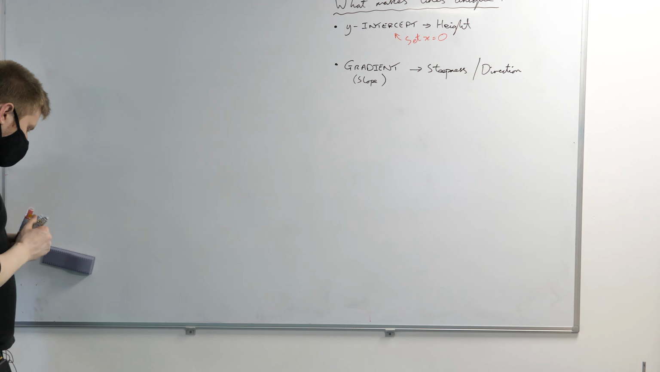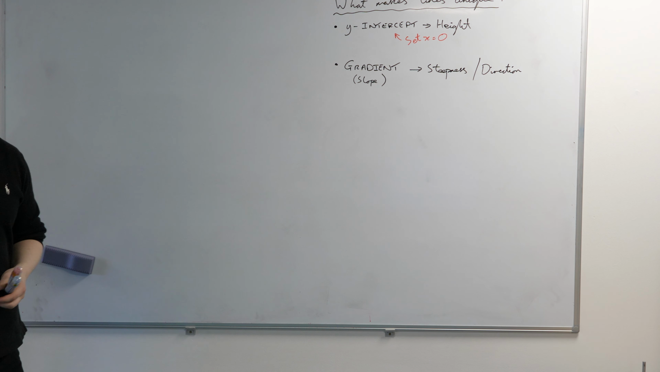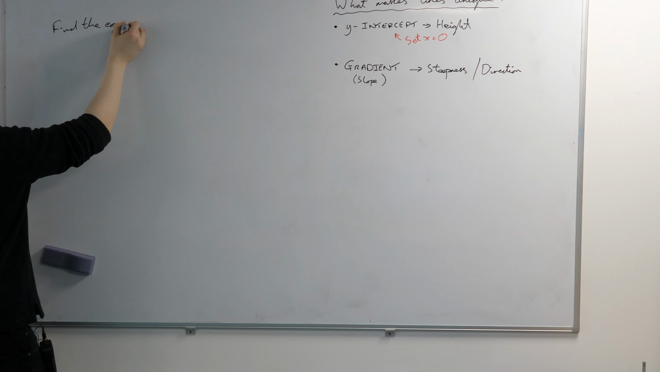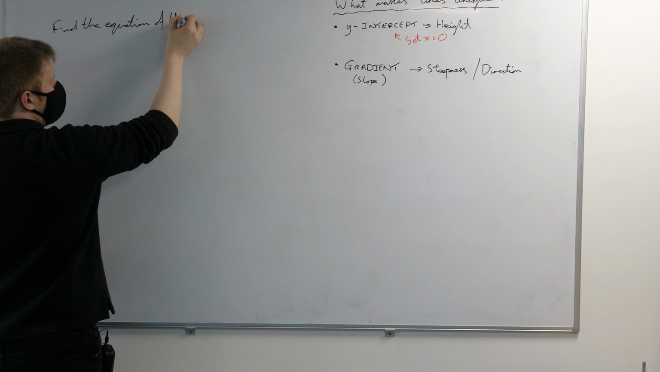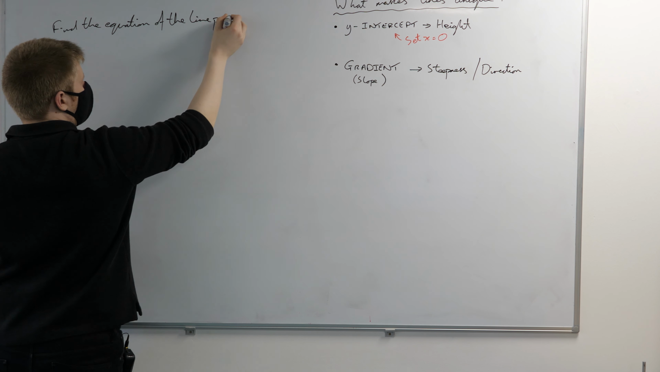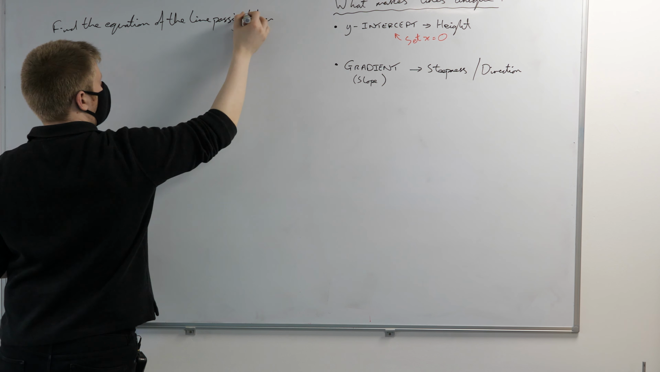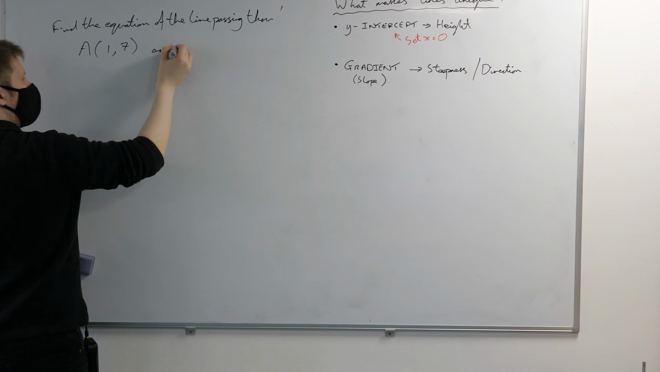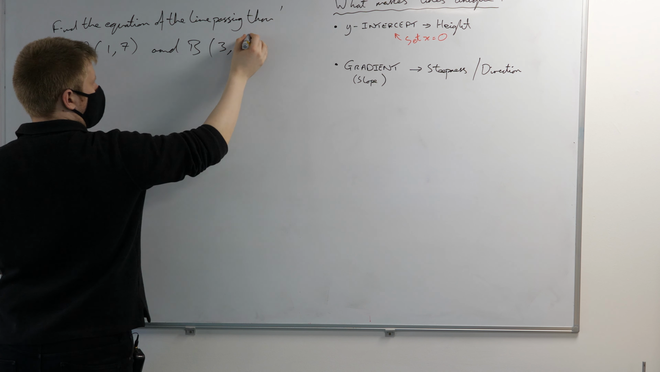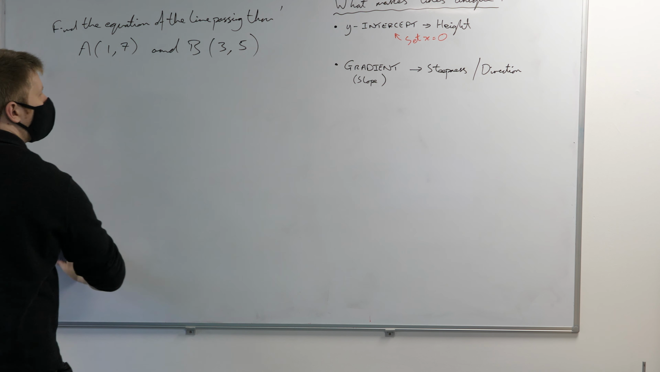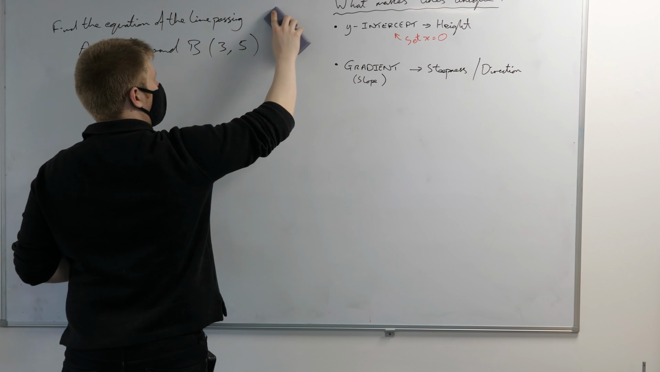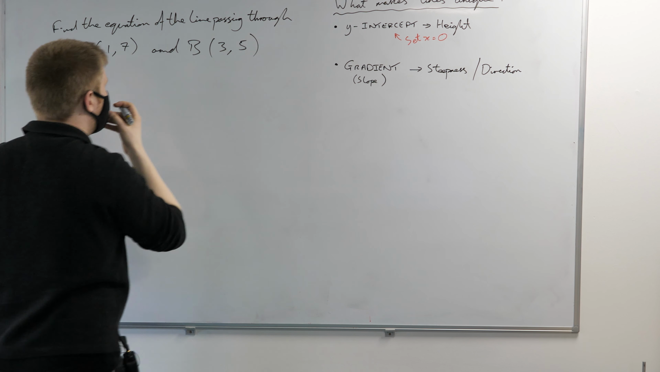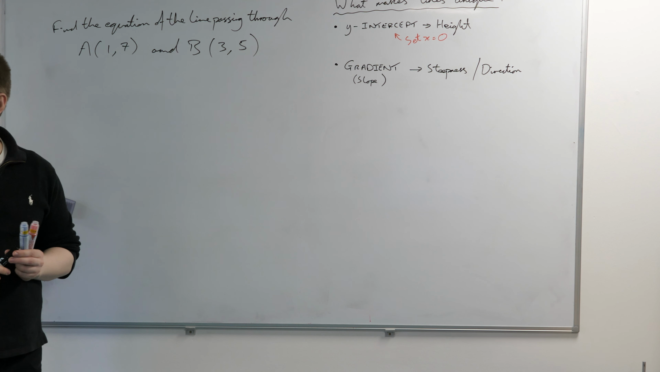So I'm going to give you 2 points, and I'm going to ask you to find the equation of the line passing through these 2 points. Let's say the first point is going to be (1, 7), and the second point is going to be (3, 5). Let me write it out properly rather than the abbreviated version. Okay, so let's go through this together and see how we get on.